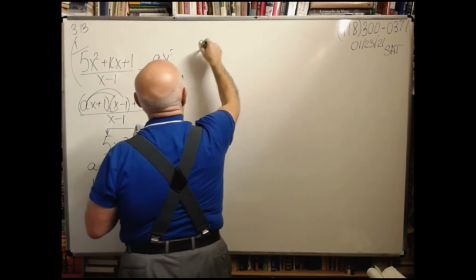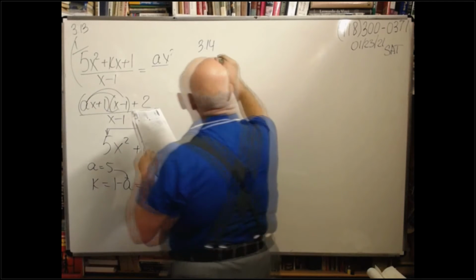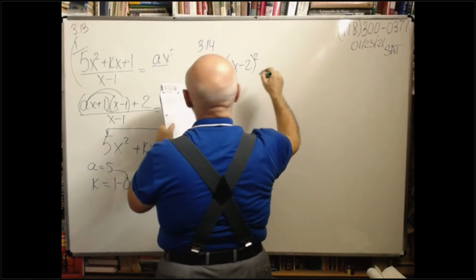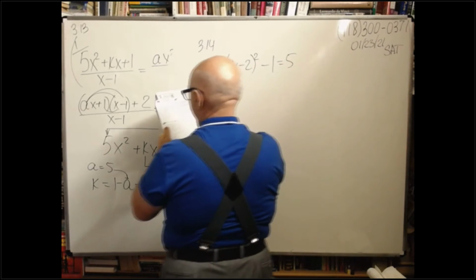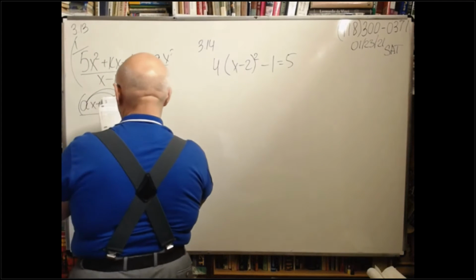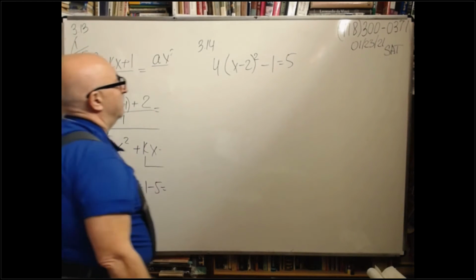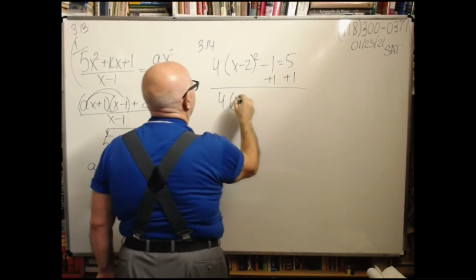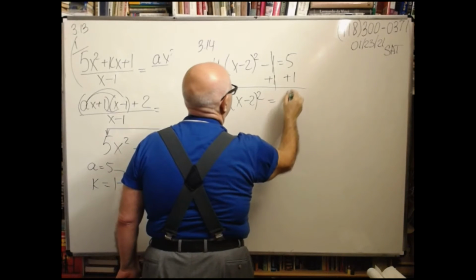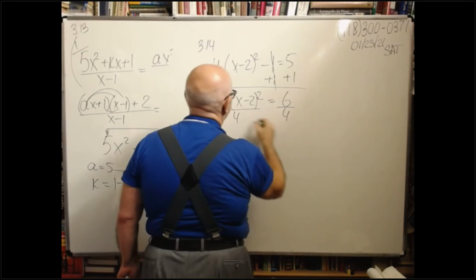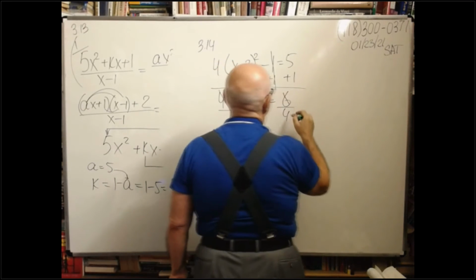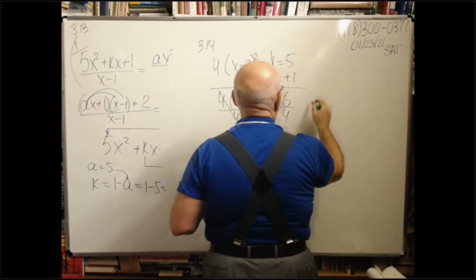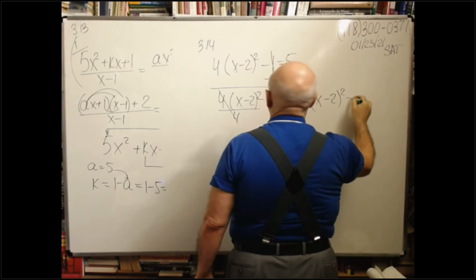In 314, by question, we have 4 times x minus 2 to the second, minus 1, equals 5. What is the solution of this? Okay, well, plus 1 and plus 1. You have 4 times x minus 2 to the second equals 6. Or divide both parts by 4. You can simplify this to the format they provided. No need to simplify by problem, since I have to take the square root of this. I have x minus 2 to the second equals 6 over 4.